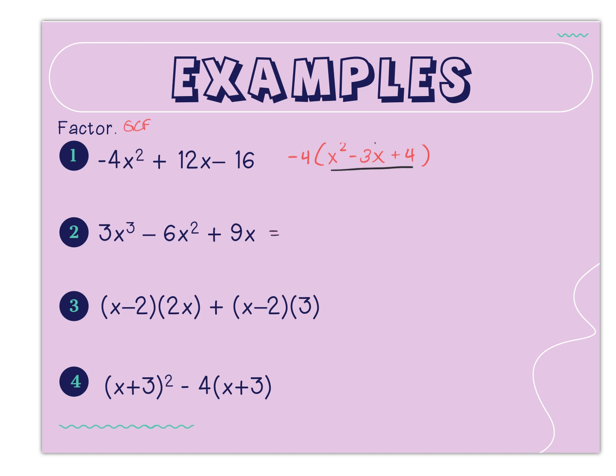When I get to number 2, again, I look at it and I notice that all of them have a 3 in them, and they also all have an x to the first power. So 3x cubed divided by 3x is going to leave me with x squared.